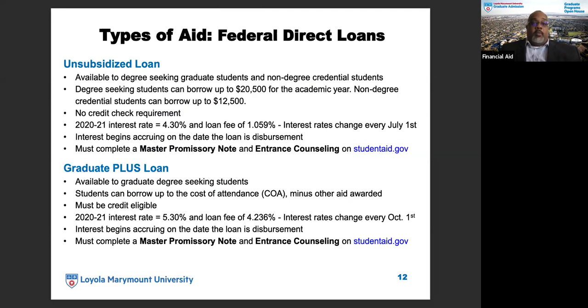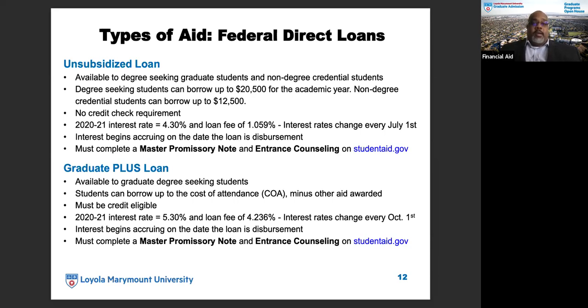Next, we'll talk about loan programs. The primary loan programs for graduate students are the federal direct loan programs. There are two main loan programs for federal direct loans. There's the unsubsidized loan, which is similar to the unsubsidized loan program that's available for undergraduate students. It's available to degree-seeking graduate students and to non-degree credential students.